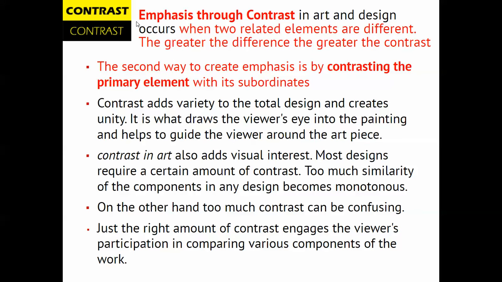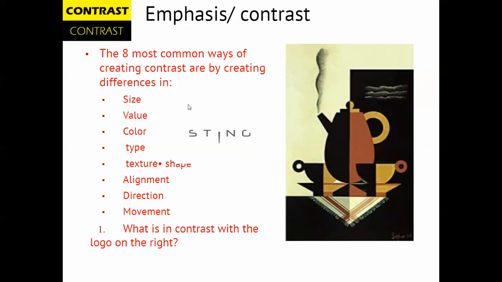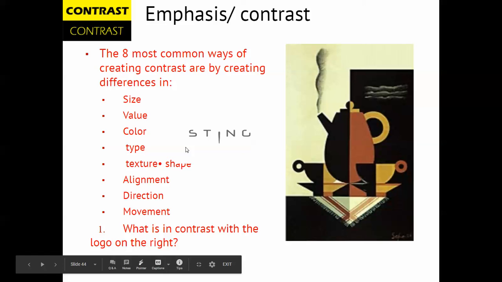Okay, so write this down. Contrast is another principle we can use. So we can create emphasis through contrast. When two related elements are different, the greater the difference, the greater the contrast. The second way to create emphasis is by contrasting the primary element with its subordinates. Okay, let's take a look at examples. So the 8 most common ways of creating contrast are by creating differences in size, value, color, type, texture, shape, alignment, direction, movement.